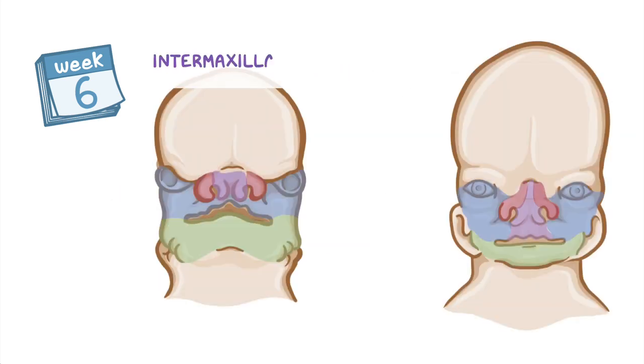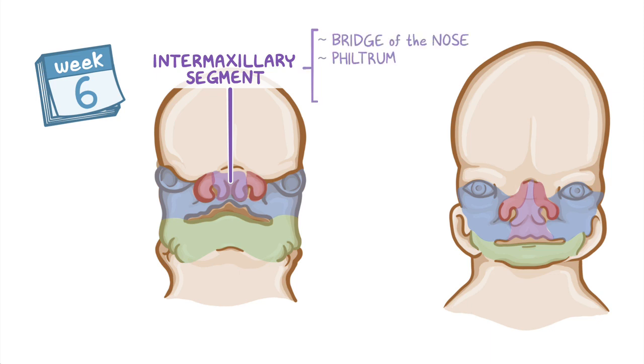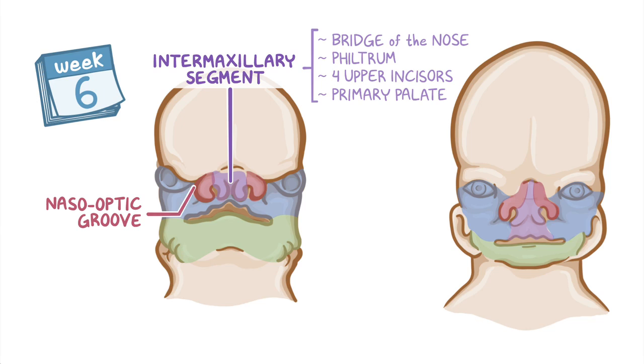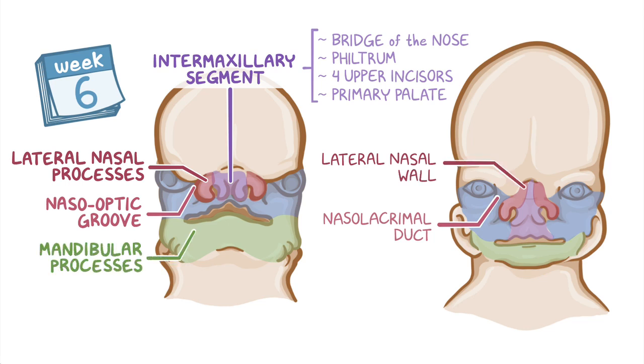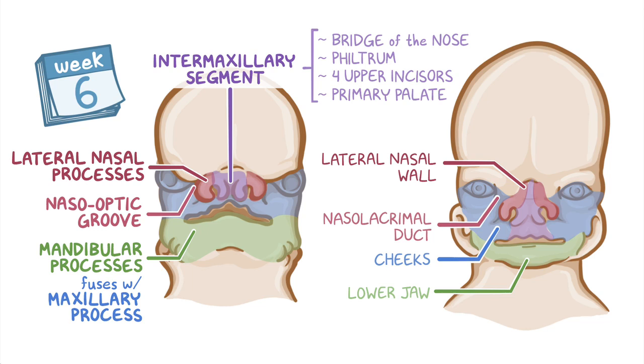Then, the intermaxillary segment develops into the bridge of the nose, the philtrum or center of the upper lip, middle part of the maxillary bone and the 4 upper incisor teeth, and the primary palate. The naso-optic groove gets covered on top by ectodermal tissue, converting it into the nasolacrimal duct. The lateral nasal processes develop into the lateral nasal wall. The mandibular processes form the lower jaw with all its teeth and the lower lip, and fuse with the maxillary processes to form the cheeks.